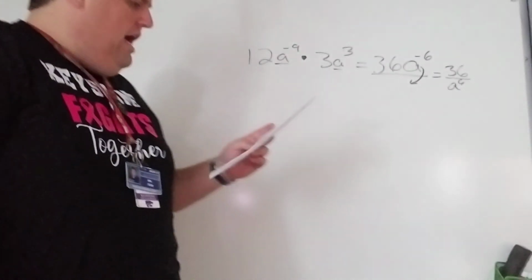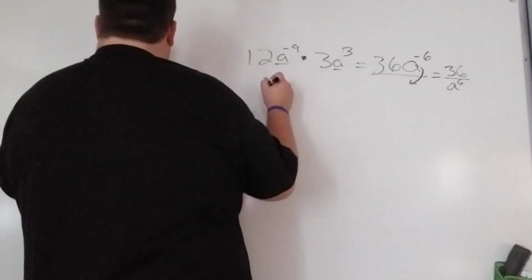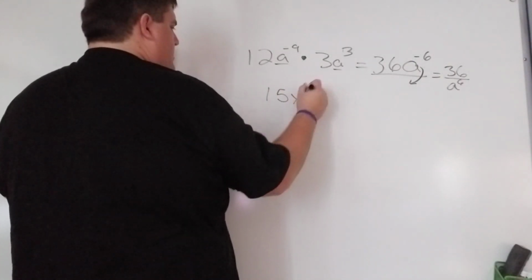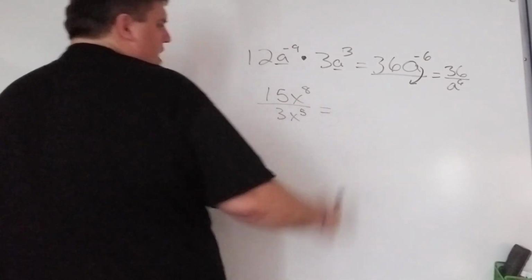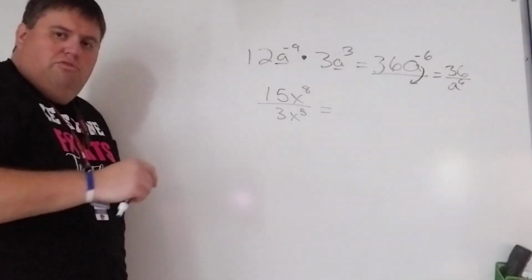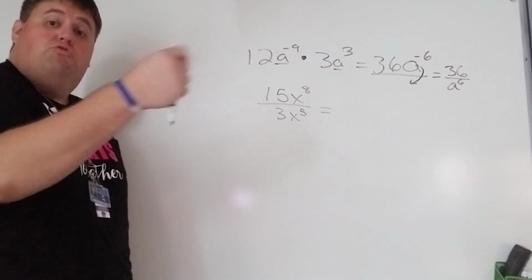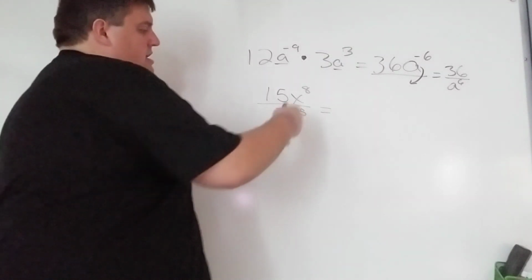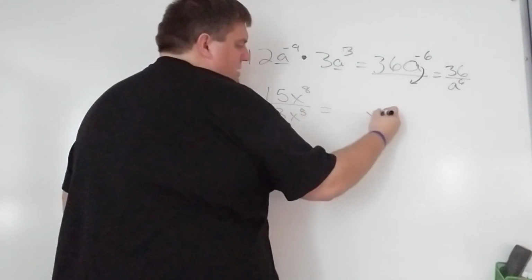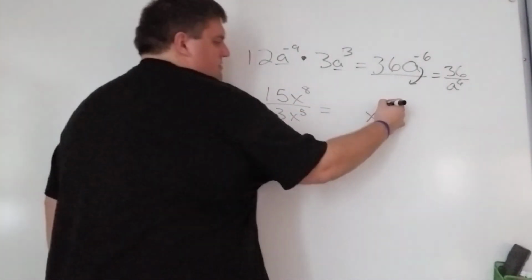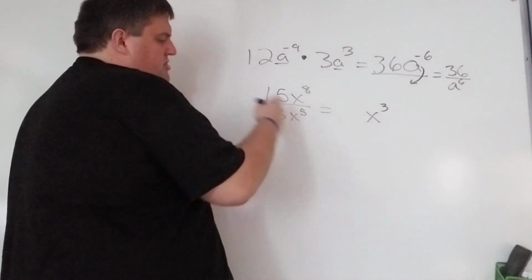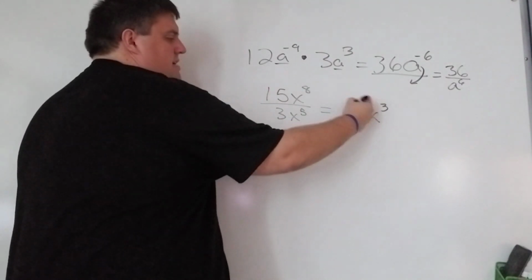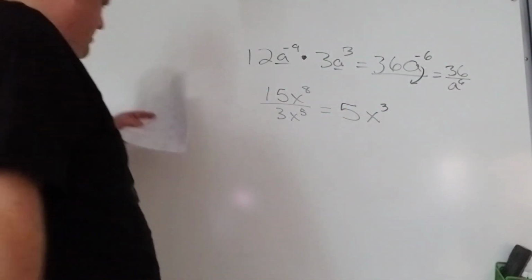Cool. Number 6, 15x to the 8th over 3x to the 5th. Now we're dividing. So the division rule says you keep the base, you subtract the exponents, right? So the x's have the same base, keep the base. 8 minus 5 is 3. And 15 and 3, again, they don't have the same base, so we just do whatever the problem says. This time that's divide. So 5x to the 3rd.